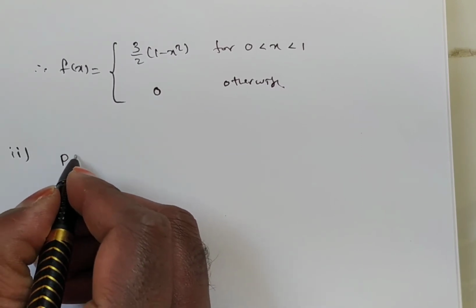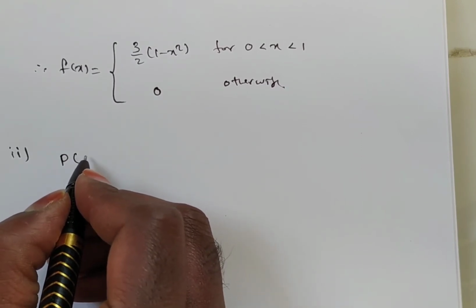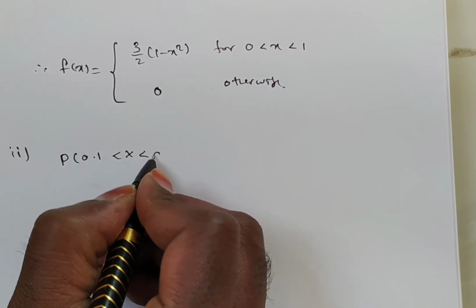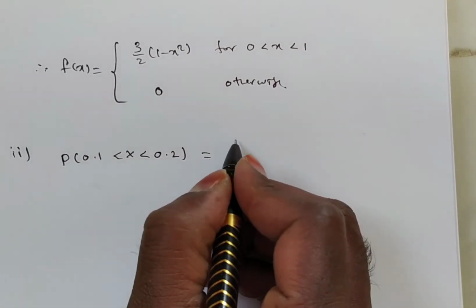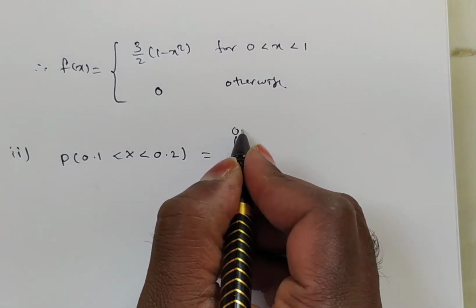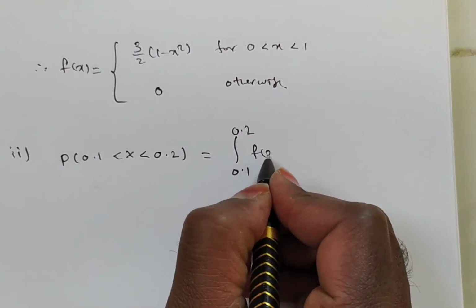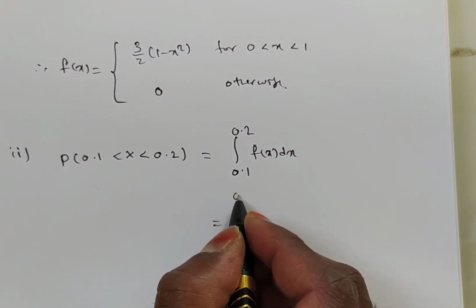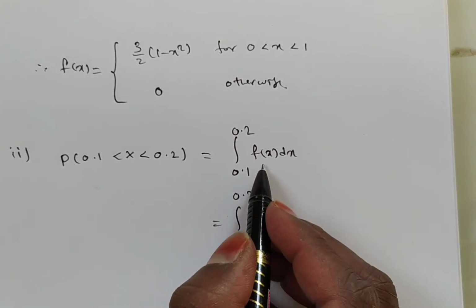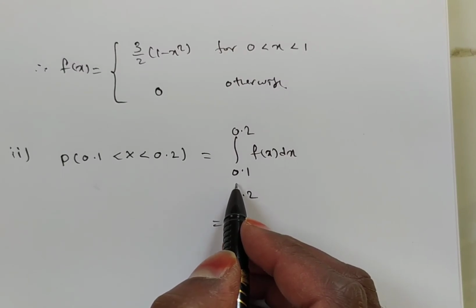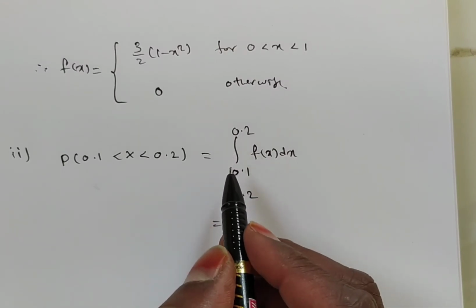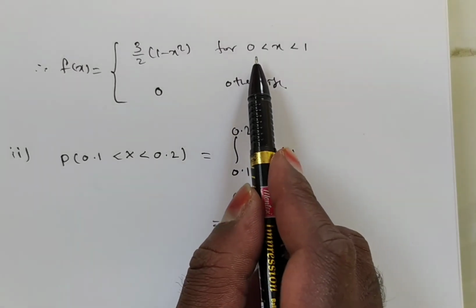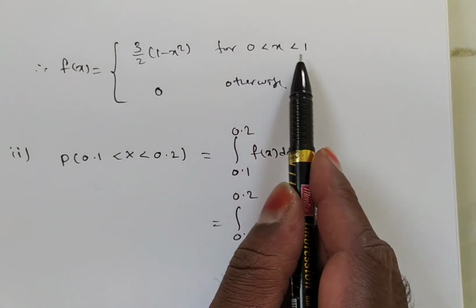Nothing but 0.1 to 0.2. Nothing but probability of 0.1 is less than x less than 0.2. That is equal to integral from 0.1 to 0.2 f of x dx. So integral from 0.1 to 0.2. What is f of x value in between 0.1 and 0.2? Okay. So 0.1 and 0.2 lies between 0 to 1 or not?